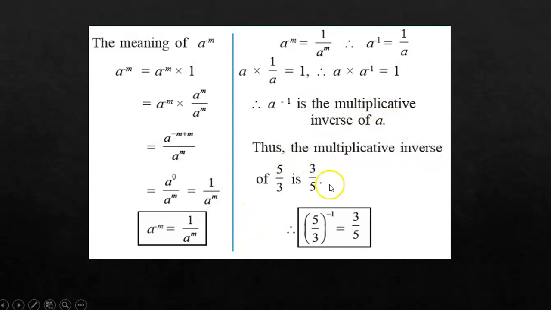Thus, the multiplicative inverse of 5 upon 3 is 3 upon 5. Just interchange the numerator to denominator and denominator to numerator. So for 5 upon 3 raised to minus 1, its multiplicative inverse will be 3 upon 5. And what will happen to the power? The power is there, but since it is positive 1, we don't write that positive 1.